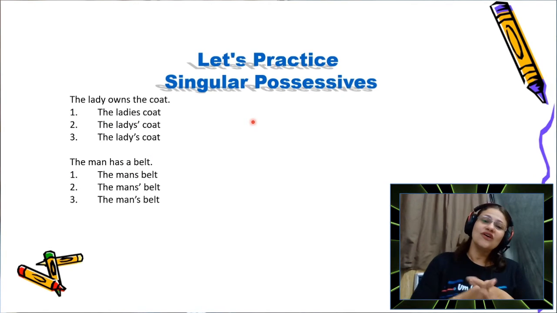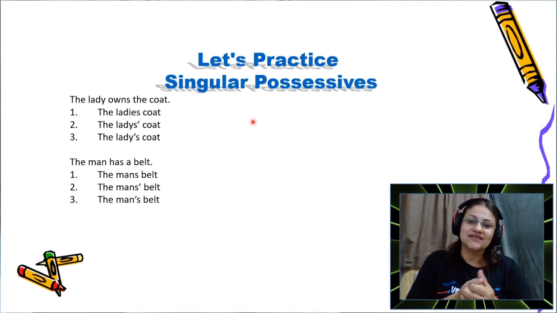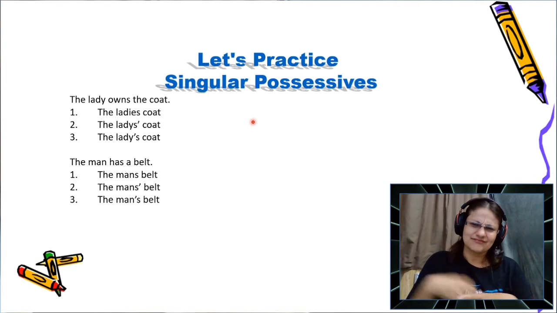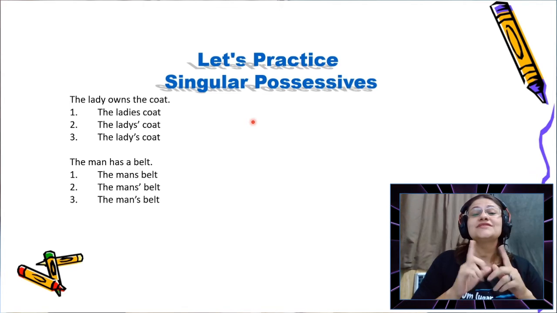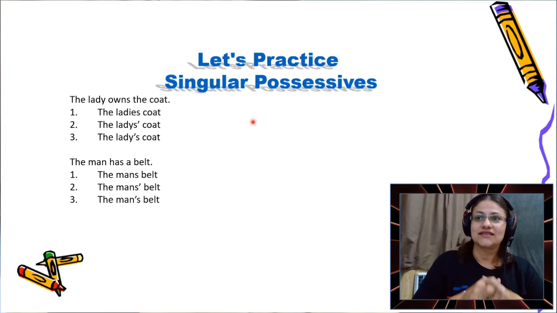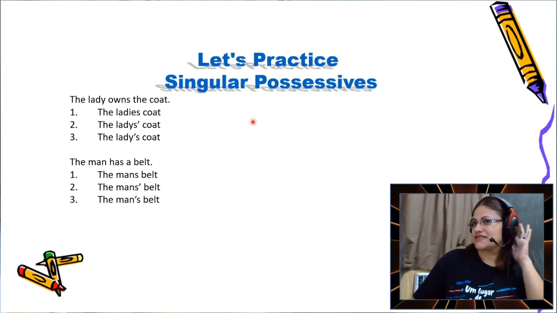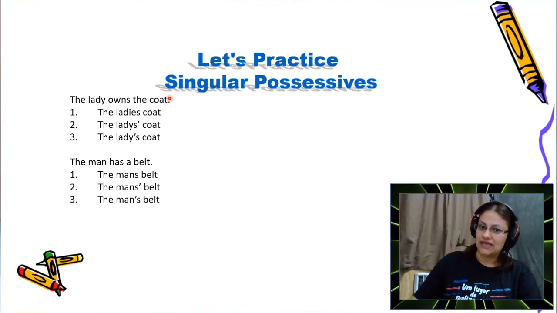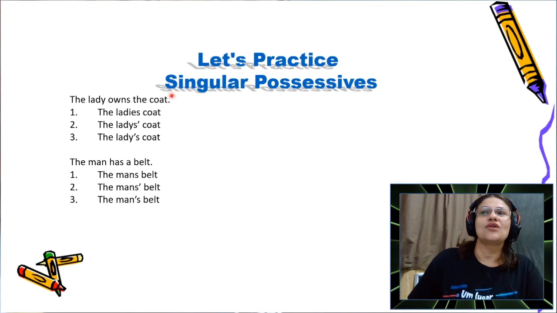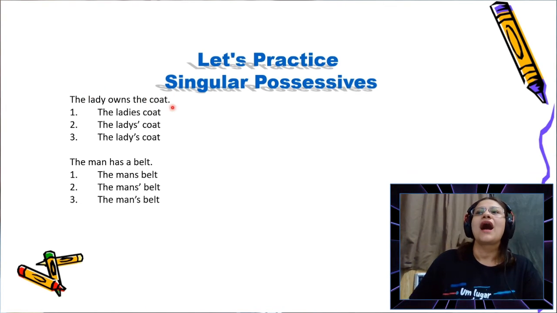Guys, now you know how to use the possessives. Let's practice something a little bit. Singular possessives. Let's see. The lady owns the coat, okay? So this coat here belongs to the lady. So how can I say it in a possessive way?